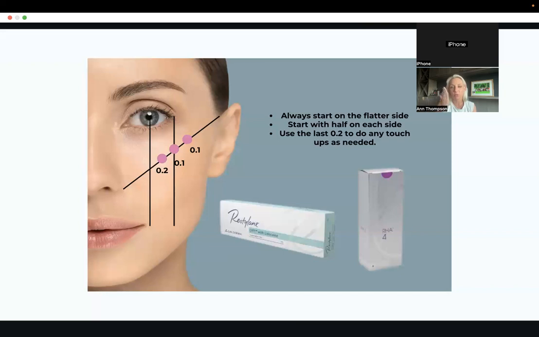If you do want to do one syringe on this side and one syringe on this side, you would then go back and you would do 0.2, 0.1, 0.1 again on those lines, but just 1 centimeter up. So you're essentially going in between your dots. So 0.2, 0.1, 0.1. And that would be getting you the one syringe on each side.